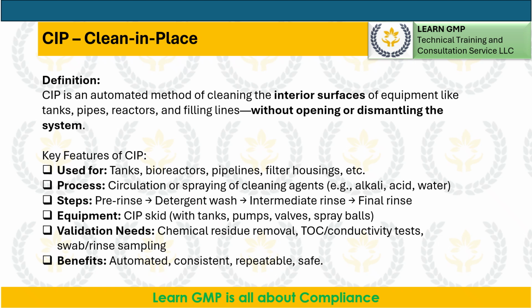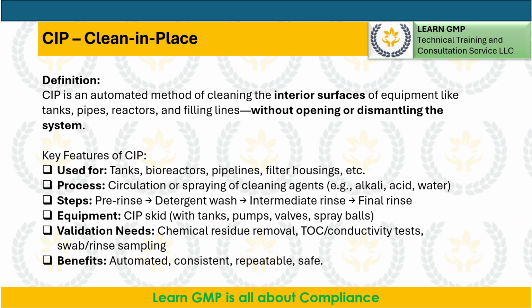CIP, Clean in Place. Definition. CIP is an automated method of cleaning the interior surfaces of equipment like tanks, pipes, reactors, and filling lines without opening or dismantling the system. Key features of CIP. Used for tanks, bioreactors, pipelines, and filter housings, etc. Process. Circulation or spraying of cleaning agents, for example, alkali, acid, and water.